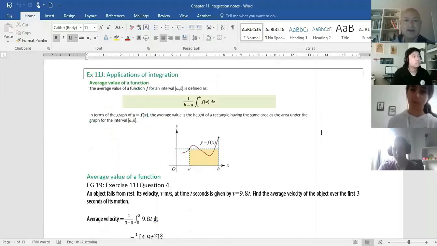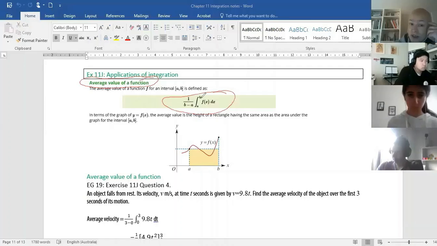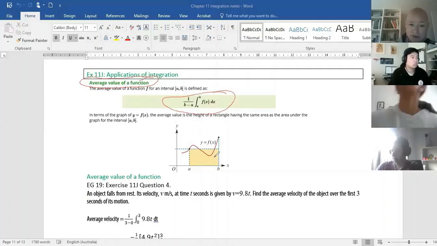Right, so now we're doing applications of integration. There's a couple of things that you really need to make sure you know, at least their rules. The first one is this one here, the average value function. Make sure you know this rule, because if they ask you to work out the average value between 2 points, then that's the rule you're going to use. That's very important, so make sure you highlight that, whatever you have to do.